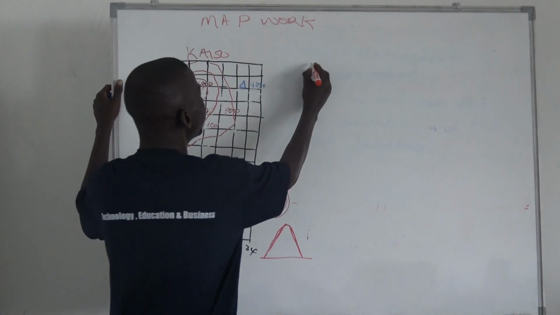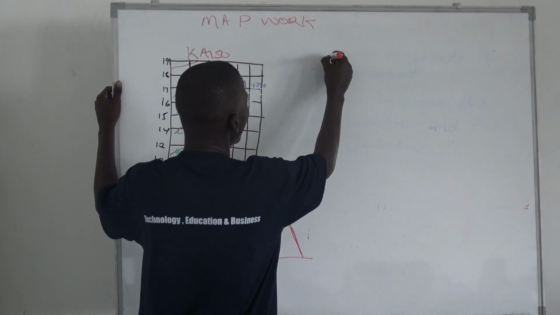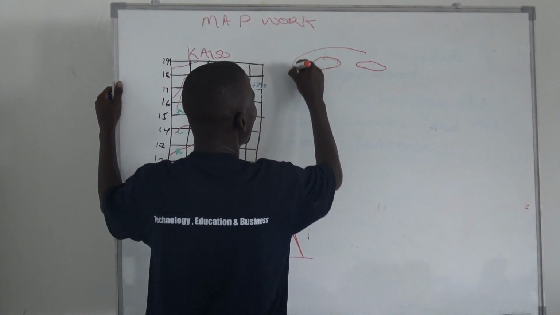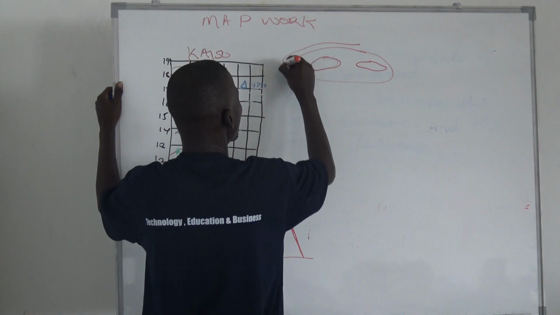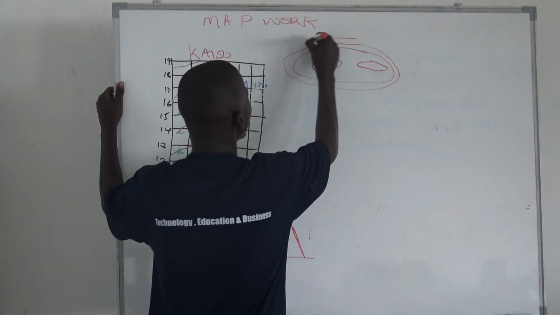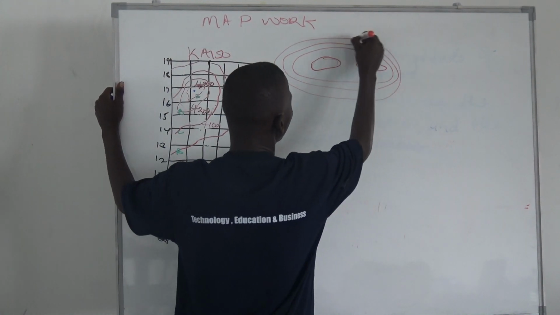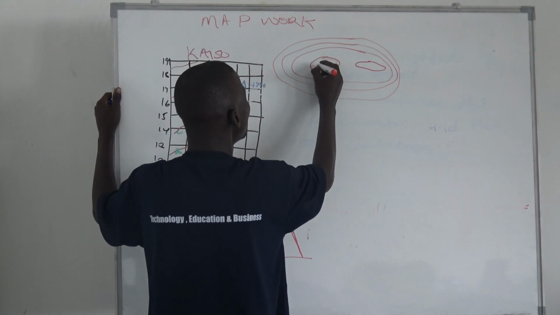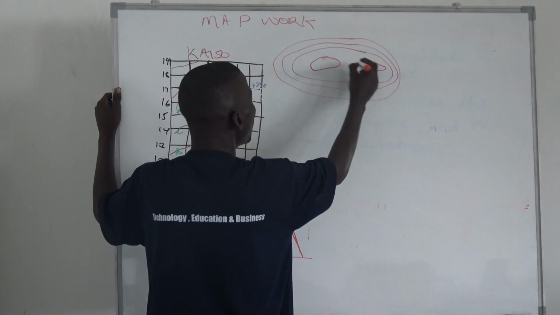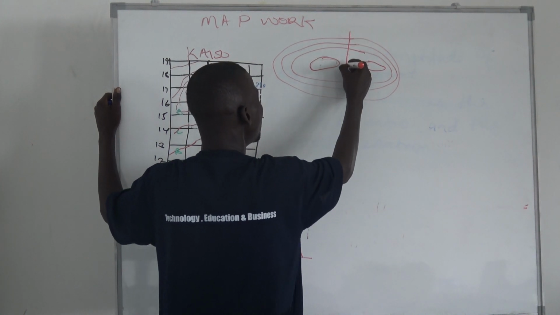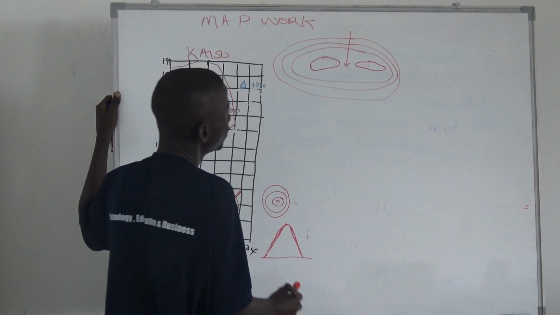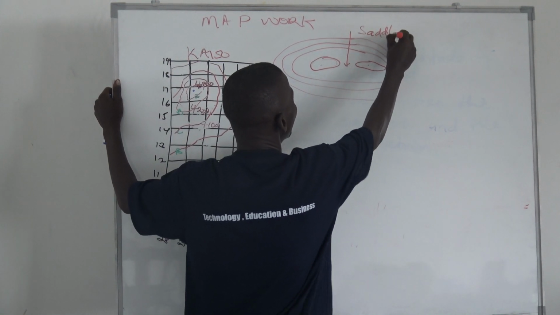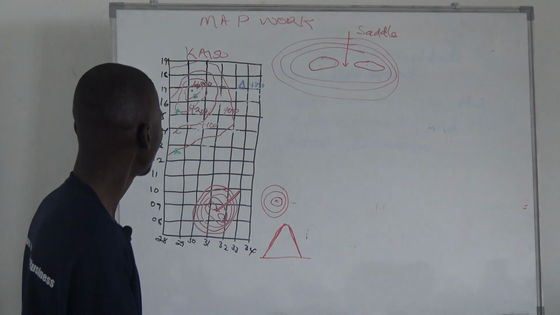So once you see something which looks like that, these ones you are seeing are called contours, but these contours have two hilltops. This is the top of a hill one, another top of a hill. The gap that exists between these two is called a shadow. It's called what? A shadow.